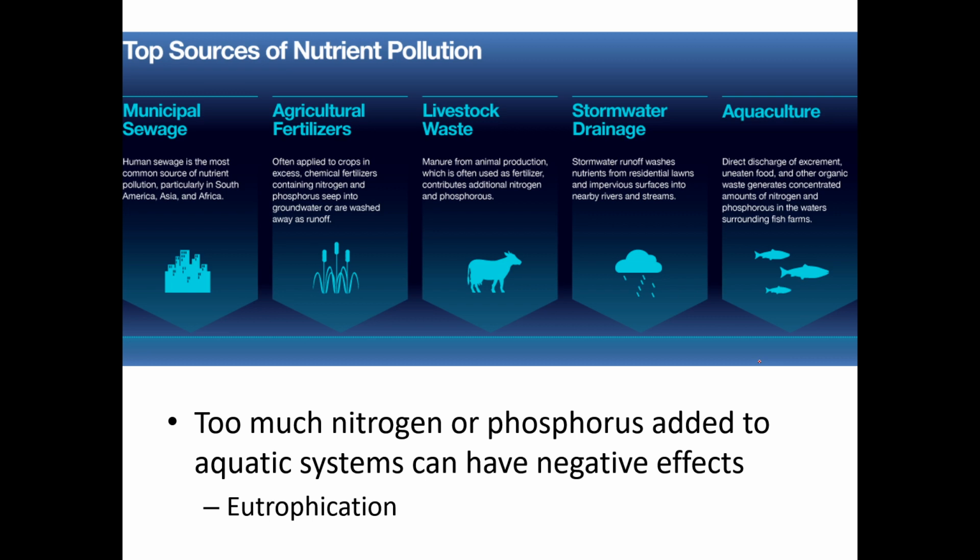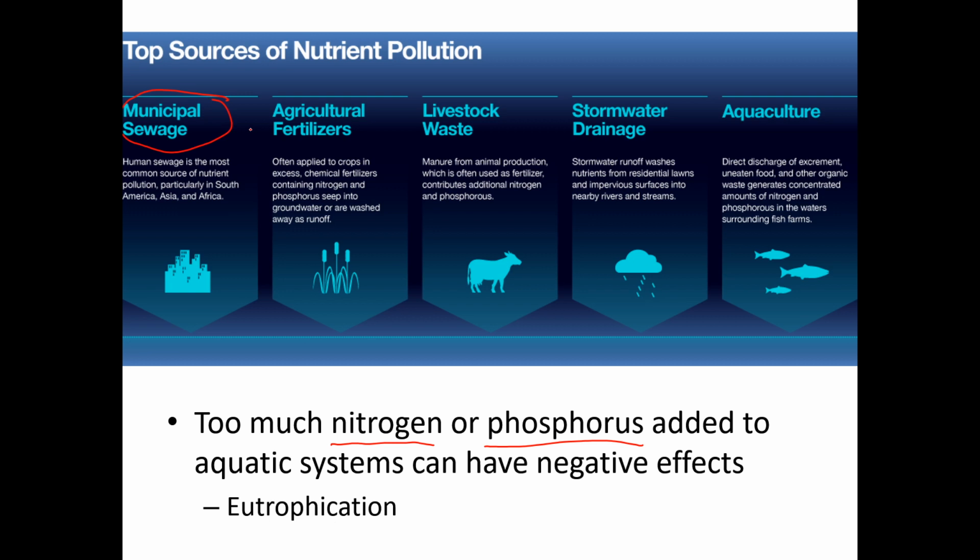So when we're talking about nutrient pollution, we're really focusing on two different kinds of nutrients, nitrogen and phosphorus. These are common in fertilizer, for example, but you'll also find them in waste products. And other sources like machinery can release some of these things into the air that then get into the water and have problems. So the top sources here of nutrient pollution are sewage from our cities. Municipal sewage means from our cities and towns.